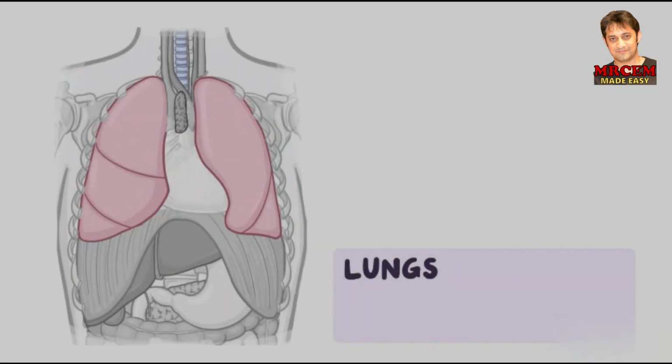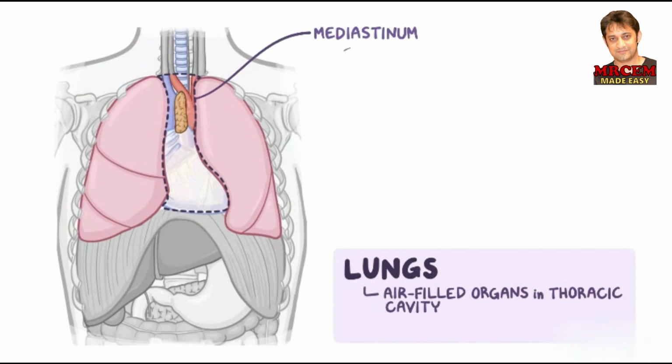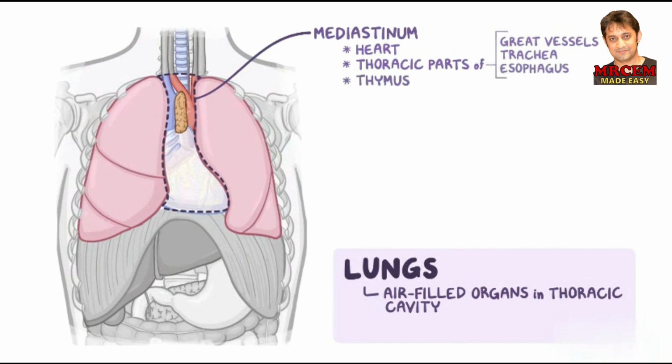The lungs are a pair of air-filled organs located in the thoracic cavity on the left and right side, separated by a central mediastinum, which contains the heart, thoracic parts of the great vessels, thoracic parts of the trachea, esophagus, thymus, and other structures. It's also important to notice that the heart is turned and extends towards the left side of the thoracic cavity, imposing on the left lung markedly more than the right. So the anatomy of the two lungs is not completely symmetrical.